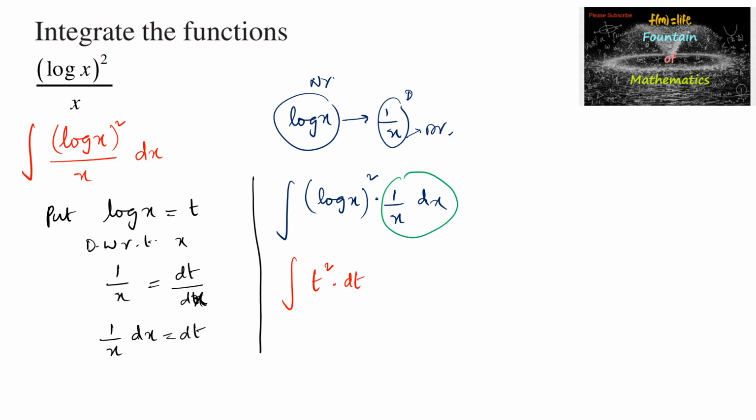By using the integration formula, the exponent formula, we can write integral t square is nothing but t to the power of 2 plus 1, that is 3, divided by 3 plus some constant. Now replacing t, t is nothing but log x, so we can write log x whole power 3 upon 3 plus c is the answer.